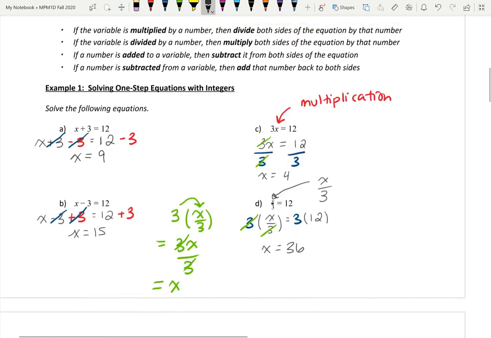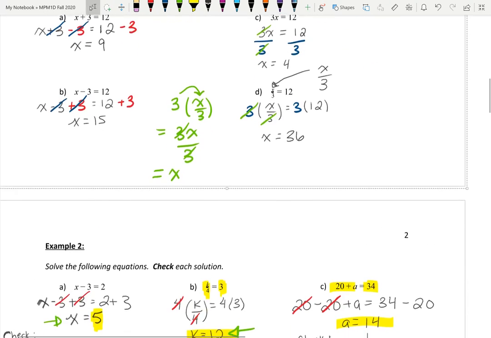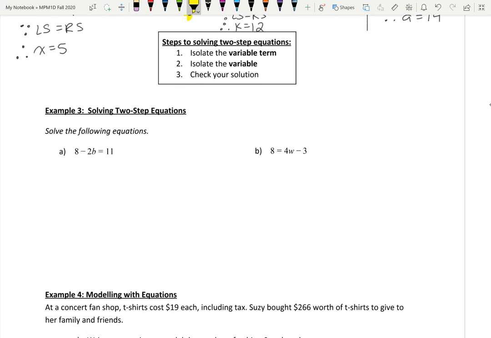So this, I'm just going to recall, is called solving one-step equations. Okay, so they're pretty simple. You can solve basically in one step, hence the name of the concept. There's also something called solving two-step equations, which means that it just takes an additional step to find the value of our unknown. So here are some steps for you to follow in order to solve two-step equations. Isolate the variable term. Isolate the variable. Check your solution.